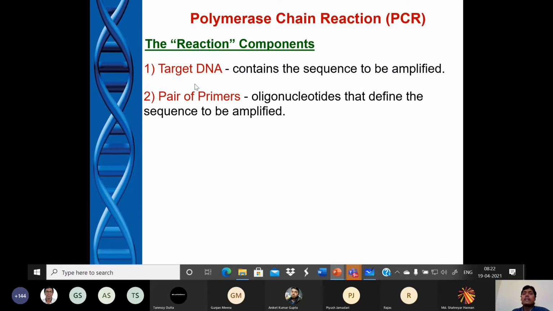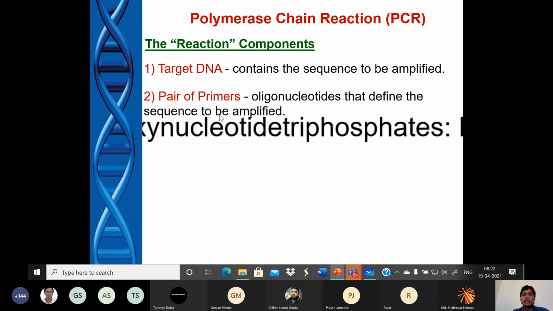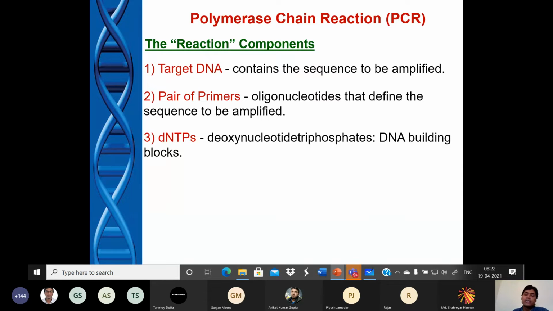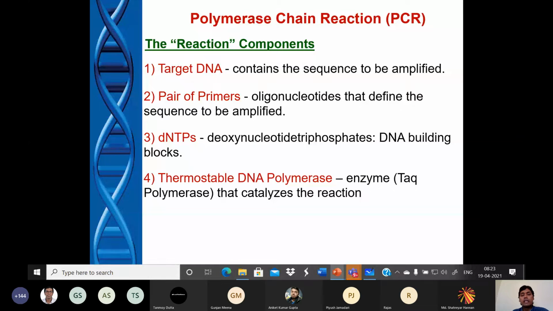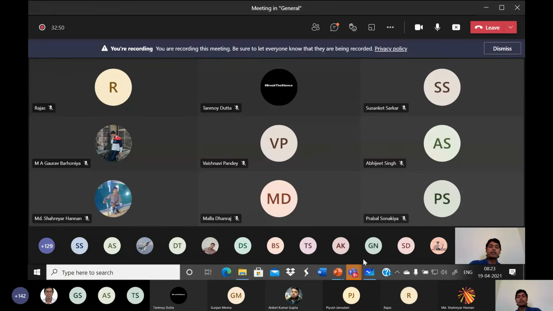So we need target DNA and a pair of primers, and then dNTPs, that means A, T, G, and C, thermostable DNA polymerase, and magnesium ion. The most important thing in PCR is that you cannot do PCR without this special enzyme. We call this enzyme thermostable DNA polymerase. Do you know why this thermostable DNA polymerase is required?